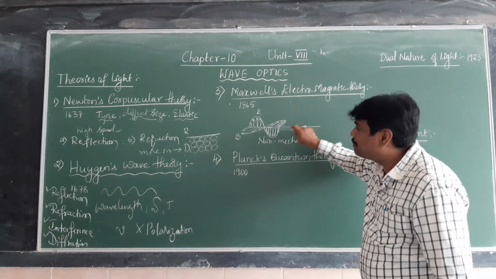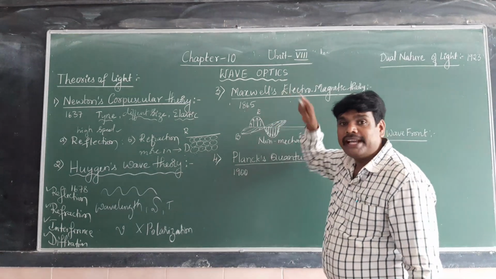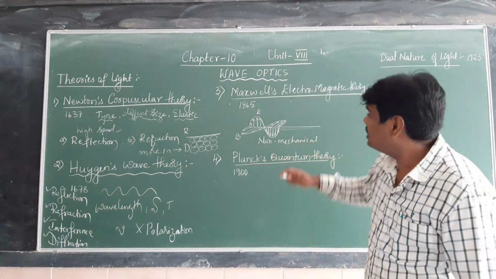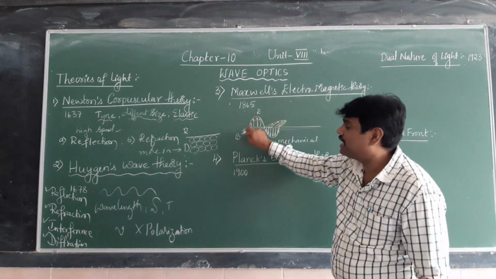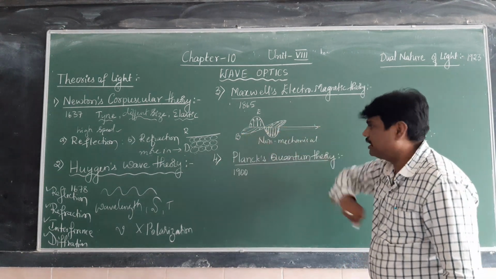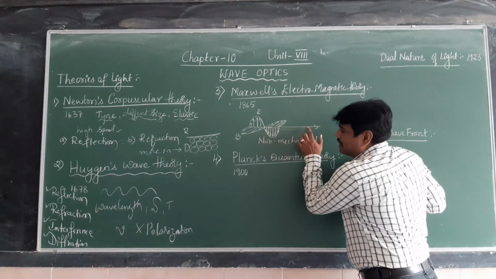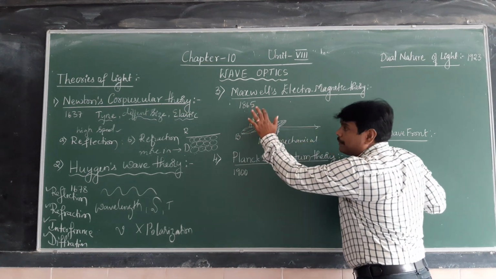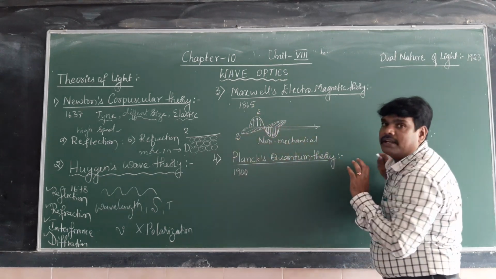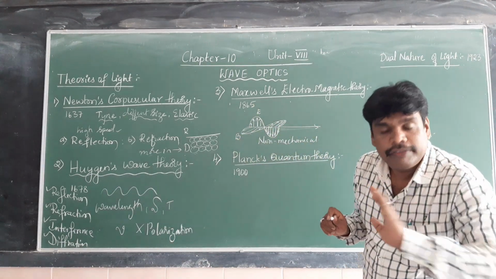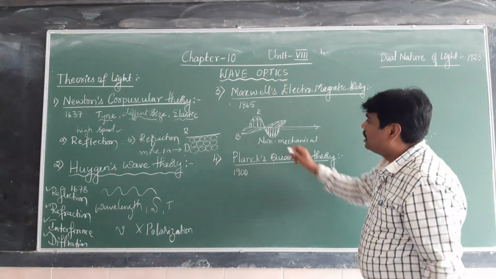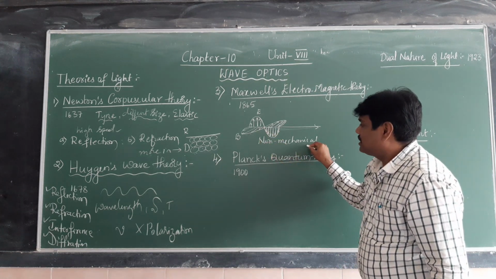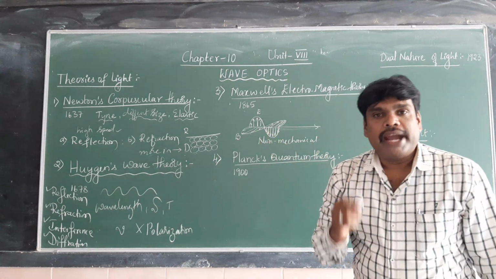So this was proposed by Maxwell. Maxwell assumed that light is an electromagnetic wave. It consists of varying electric and magnetic fields. See, perpendicular to the direction of energy, electric field is there, and perpendicular to these two, magnetic field is there, but electric and magnetic field is not fixed, it is varying. So that's why the varying electric and magnetic field can produce non-mechanical waves. It is also called electromagnetic waves.